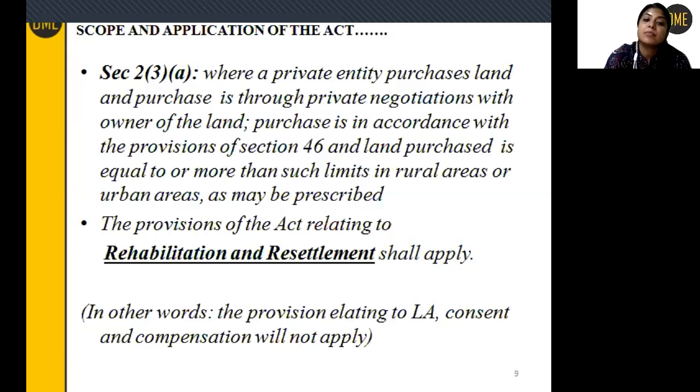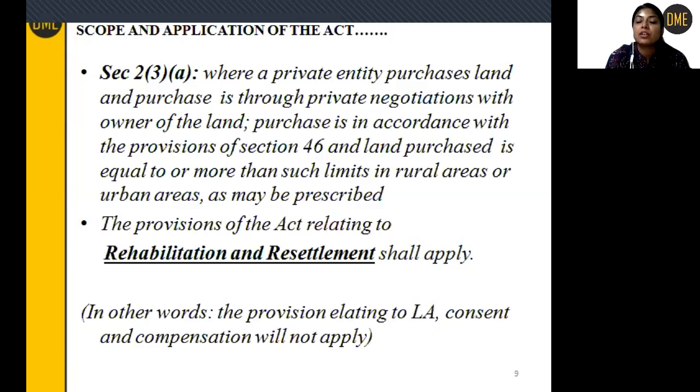Now in this case, the provisions of the Act relating to rehabilitation and resettlement shall apply. Because under this clause, private entities are directly contacting the landowners. But again, this is being done for public purpose. So in such cases, they are contacting the private persons, and they are directly in touch with them. They are privately negotiating with them about the compensation and all. Whatever they have discussed, they have settled what kind of compensation, maybe in kind, maybe in cash, maybe in shares in their company, whatever they have negotiated with the owners, that is settled.